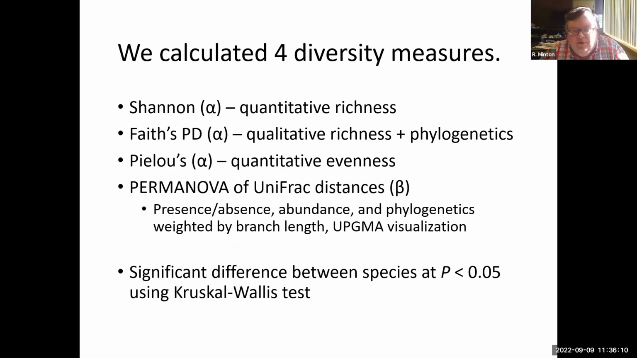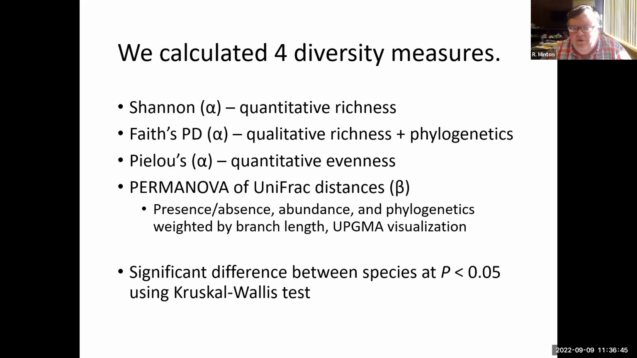We calculated four different diversity measures, again, three alpha, one beta. Shannon diversity, again, for the ecologists in the room, you know that's quantitative richness. So we're counting ASVs, whereas another group might count species. Faith's PD, which is a measure of qualitative richness, along with a phylogenetic measure, okay, it's still alpha diversity. Pielou's evenness, so quantitative evenness across different samples.